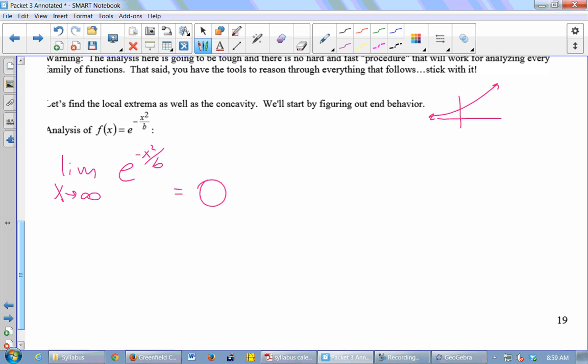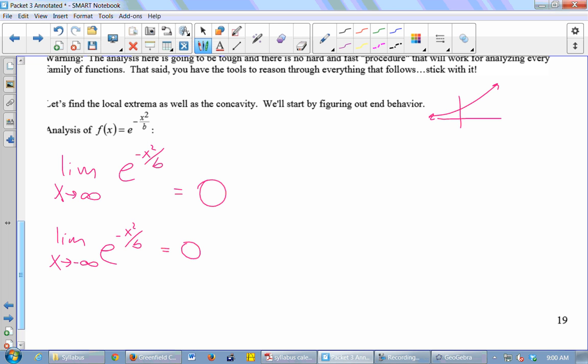And then let's do the same thing for the limit as x approaches negative infinity. What do you think? It's the same thing, because even though it's negative, when I plug it in, it's going to get squared and give me the exact same thing as I did when I put in something positive. So my end behavior at both ends of this curve, at both extreme right and left, is going to head towards 0.